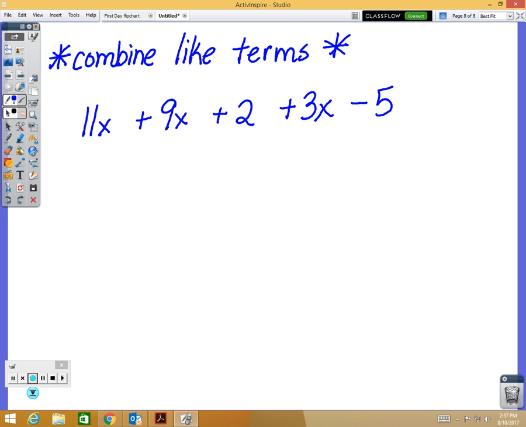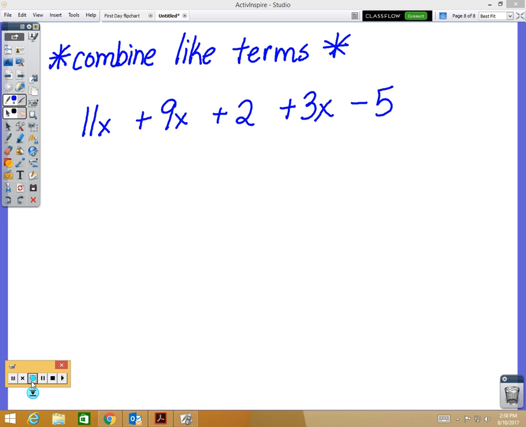So if I asked you what is the definition of like terms, how would you describe like terms? Very good. So she said it's like apples and oranges. You have terms that have variables, and you have terms that don't have variables. A term that doesn't have a variable, like the 2 and the -5, those are called constants. Because something that doesn't vary, which means change, stays constant.